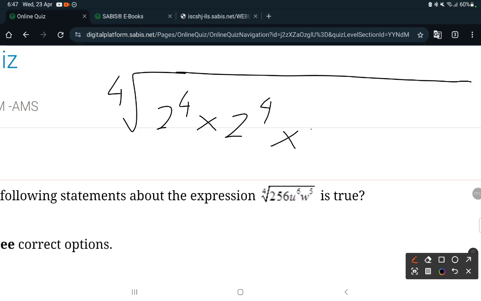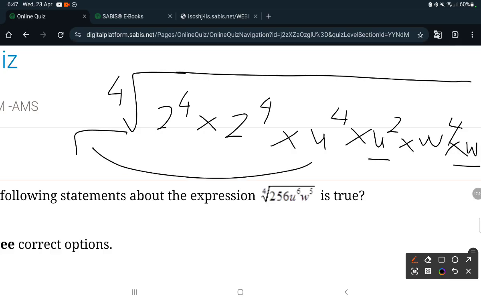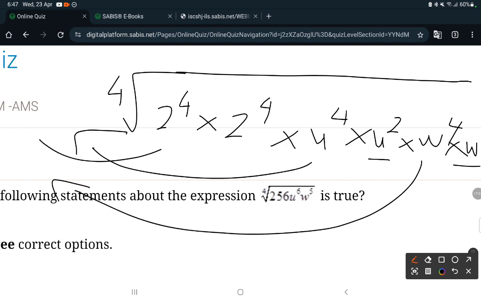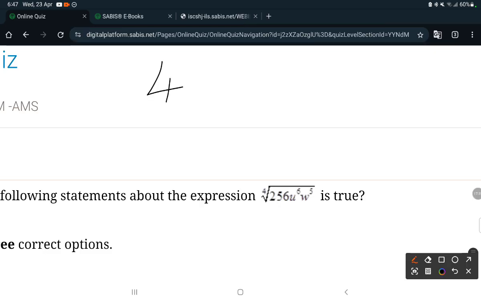u to the power of 6 is u to the power of 4 multiplied by u squared. And then w to the power of 5 is w to the power of 4 multiplied by w. This stays. This also stays. You take this out, it's going to be u. You take this out, it's going to be w. And then you take a 2 and you take another 2. It's going to be 4, because 2 multiplied by 2 is 4. So you'll have 4uw, u squared, and then we can't forget the w.